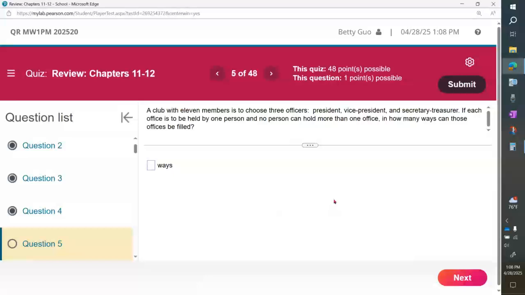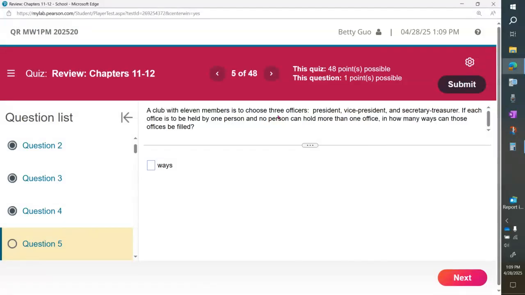Next, question number 5. A club with 11 members is to choose 3 officers: president, vice president, and secretary. If each office is to be held by one person and no person can hold more than one office, in how many ways can those offices be filled? We went over this question before. The task here is to select 3 from the 11.